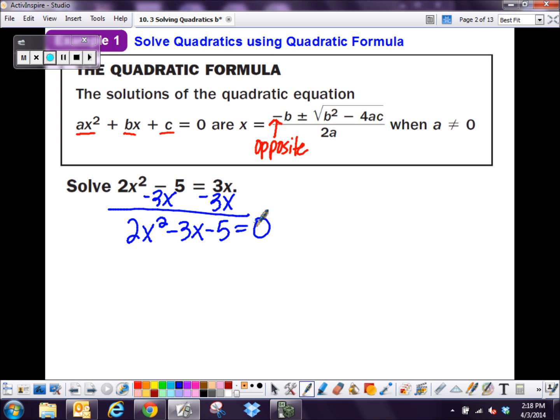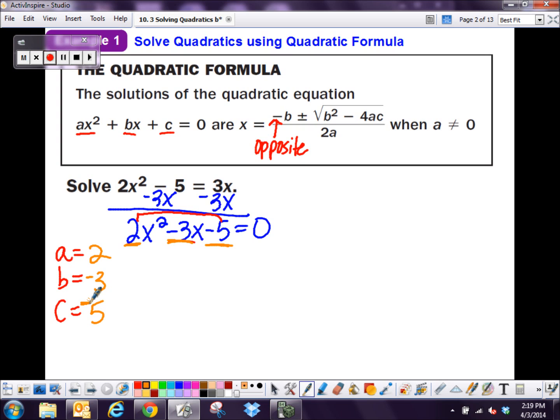Now normally what we would do is go ahead and factor this, find factors that multiply to be negative 10 and add to be negative 3. There are factors that do that, but just for the sake of going over the quadratic formula, we're going to work it using the quadratic formula. So what I want to do is say what my A is, what my B is, and what my C is. My A is going to be the number in front of my x squared, which is 2. So A is 2. My B is what's in front of x, which is my negative 3. And my C is the constant, the number by itself, which is negative 5.